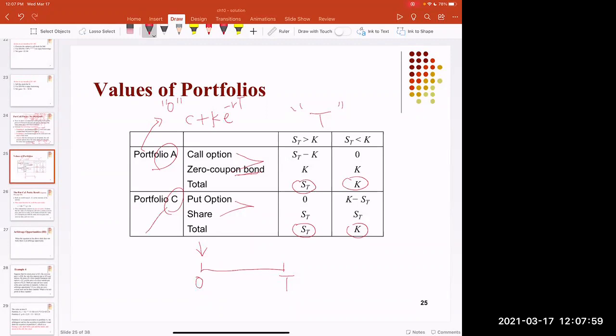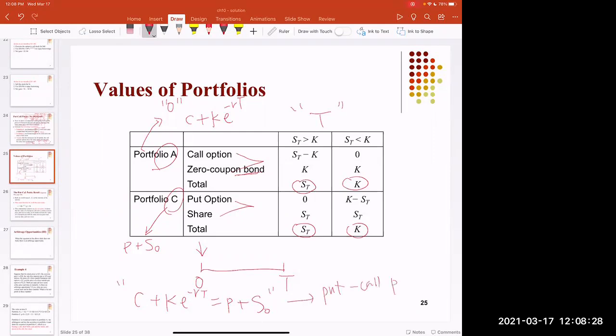And portfolio C, the put option, is the put price plus the share at time 0, which is S0, right? So for these two portfolios, the value at time 0 should also be equal. So we have these two values equal. This is called put call parity.